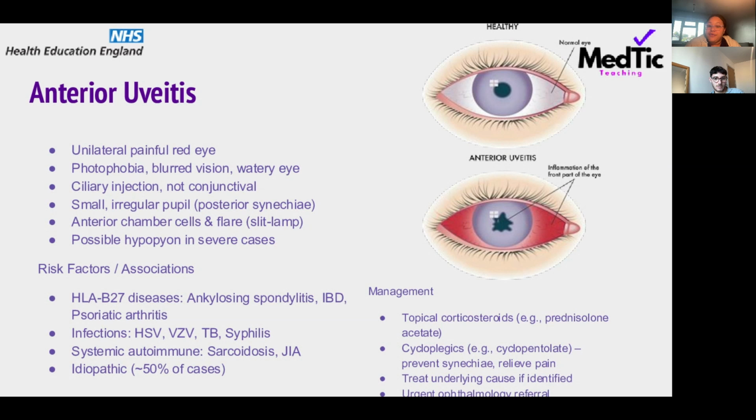If a patient has an underlying infection, you treat that potentially with antivirals, especially with HSV and varicella. But the key thing to be aware of is it's an urgent ophthalmology referral, within 24 hours, just so they can get the necessary treatment started as well.